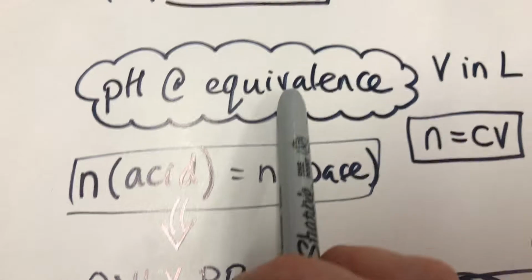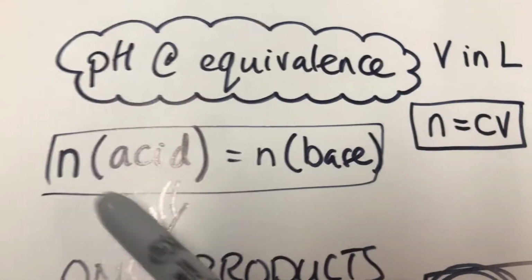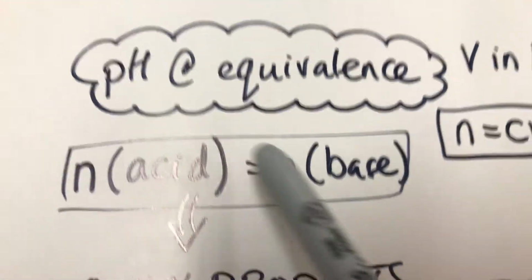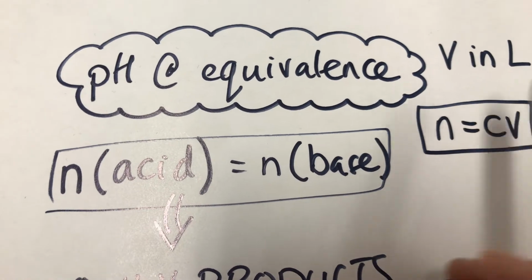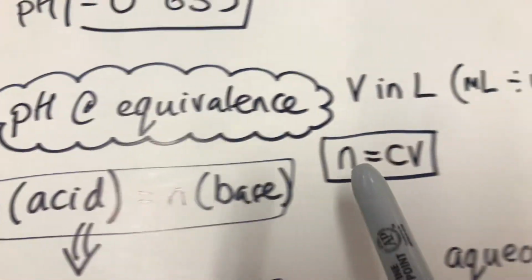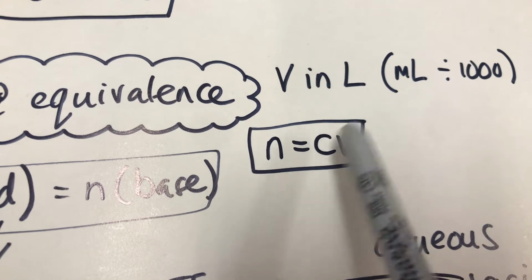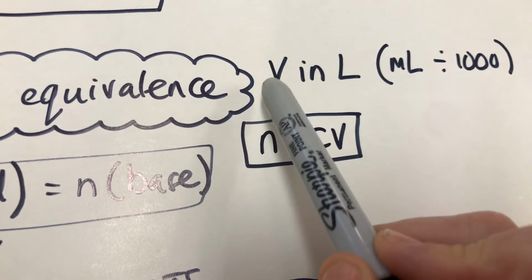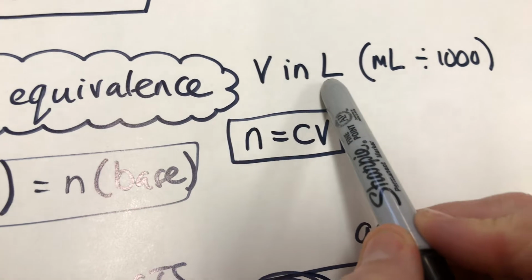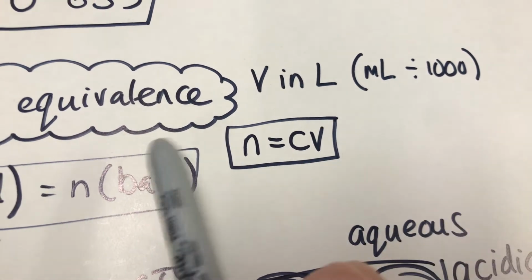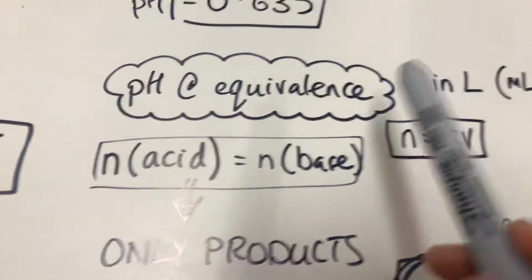So remembering that our equivalence point is going to be where our number of moles of acid is equal to our number of moles of base. And we just need to have a little aside here that this is a very useful equation for us at this point, and that our volume needs to be in litres, which is mils divided by 1,000. That's just two little reminders.